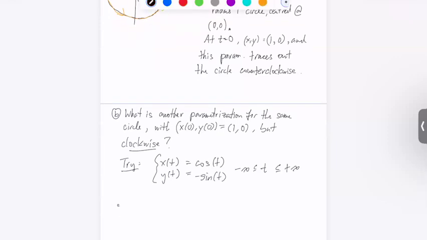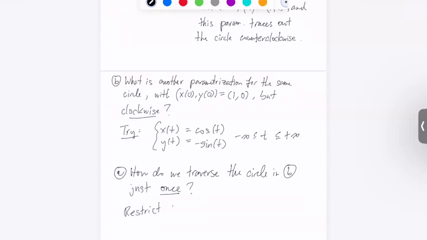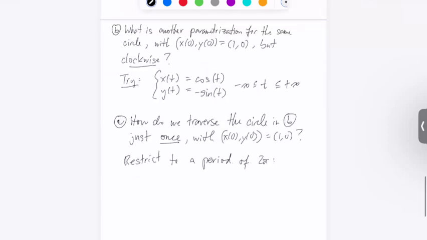So how do we traverse the circle in B just once? The answer is to restrict to a period of 2 pi. So maybe let me specify first, with the same starting point at 1, 0. So you could restrict to a period of 2 pi.